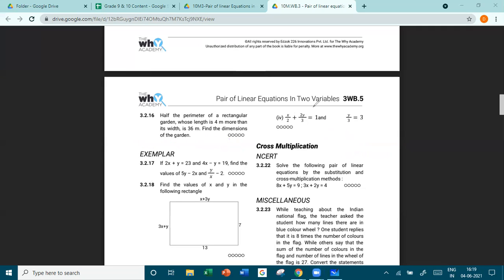Okay, coming to the 17th one. Have you done some kind of questions like these before, or is this a new one? So here you have two equations, which are 2x plus y is equal to 23 and 4x minus y is equal to 90. Right. Once you solve them, you will get the values of x and y, and you can just substitute it in these two equations and you will arrive at your answers. Right. Okay.